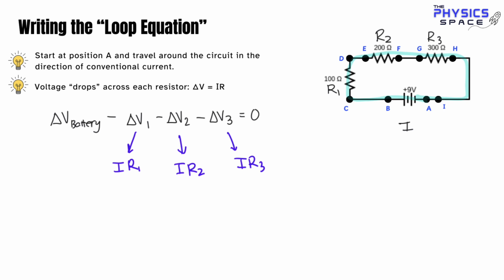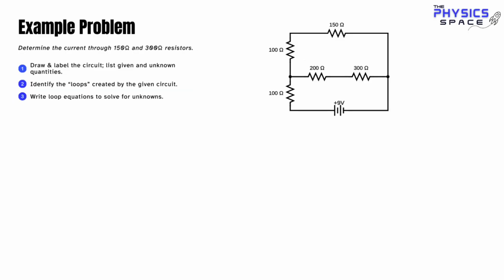So let's get into our example problem here and work through this with a circuit that would actually require us to use the loop rule. In this circuit, we have a few more resistors. We have a junction here. A junction is a place where the circuit splits off. Our job is to determine the current through the 150 ohm and the 300 ohm resistors, which are in 2 different branches of this circuit.